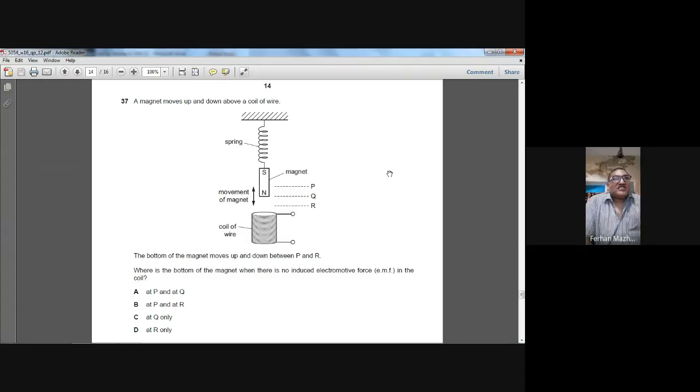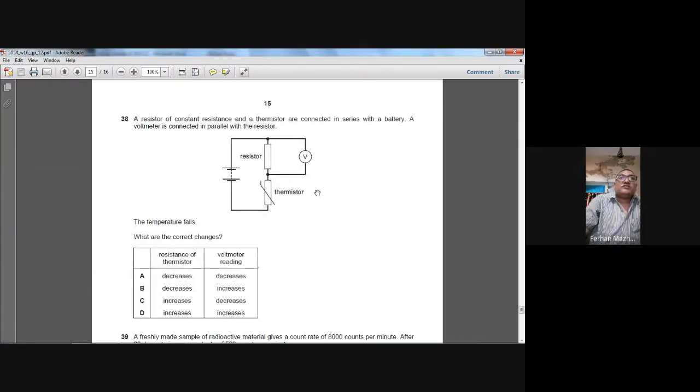Okay. So the choice for question number 37 is B, at P and R, because the magnet stops for a moment at P and R. When the bottom of the magnet is at P or when the bottom of the magnet is at R, it stops for a moment because it is performing an up and down vibratory motion. So the choice is B.